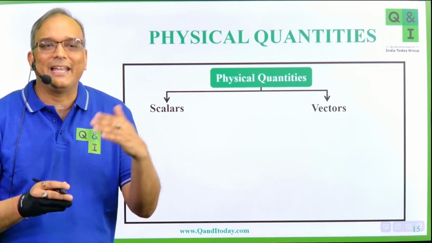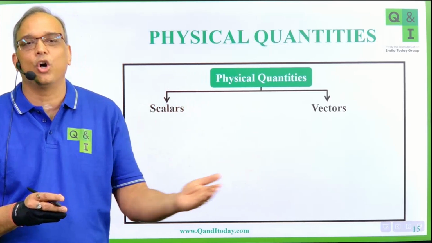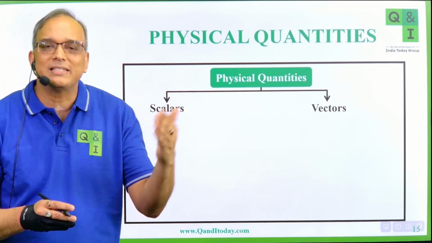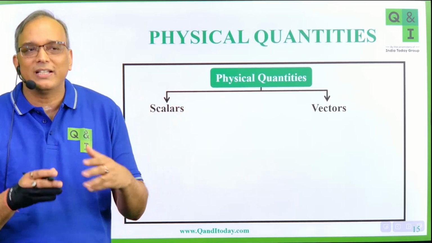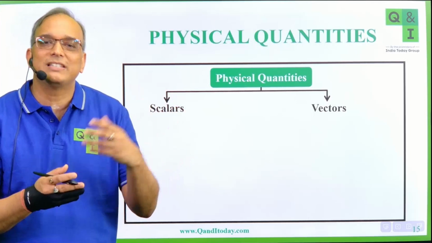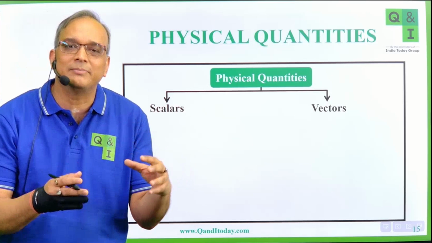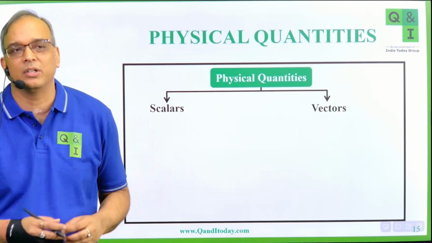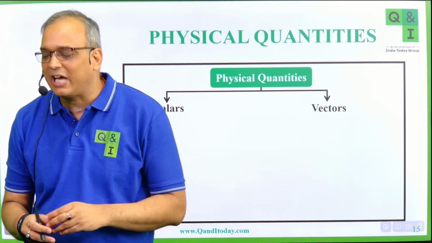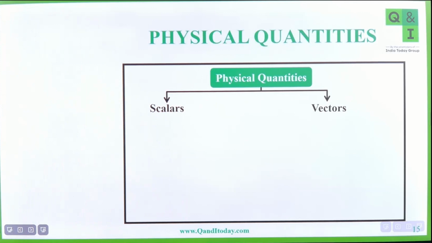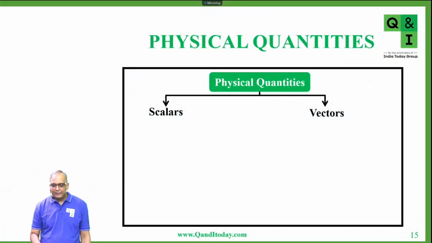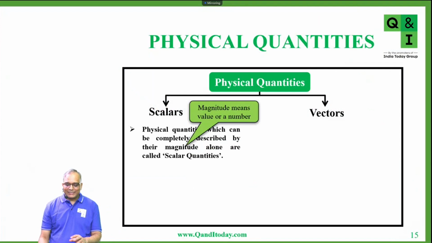And when I say 10 meter per second towards north, here we are also mentioning the direction. So what is the speed? 10 meter per second. And what is the direction? It is towards north. So here magnitude and direction both are mentioned, and that's why it is a vector quantity. So physical quantities are of two types. One is scalar quantity and other is vector quantity.